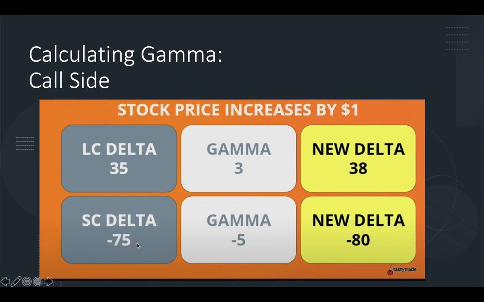We have a short call where the delta is negative 75, okay? So that means we're short gamma, okay? If the stock moves up $1, which is what we don't want, we now have a higher delta call, okay? If you're short a call, you want your delta to approach 0 and be out of the money. But the minute you get over a delta of 50, you are now in the money. And if you're selling options, you do not want to be in the money because then you're obligated to sell stock for a loss.